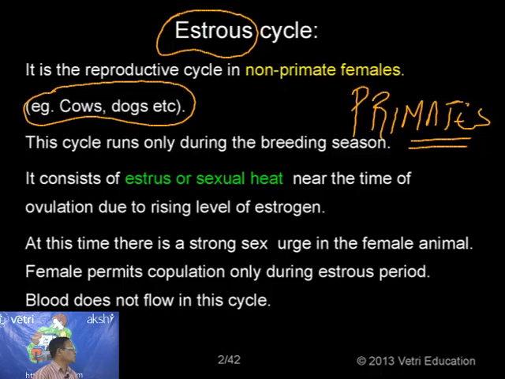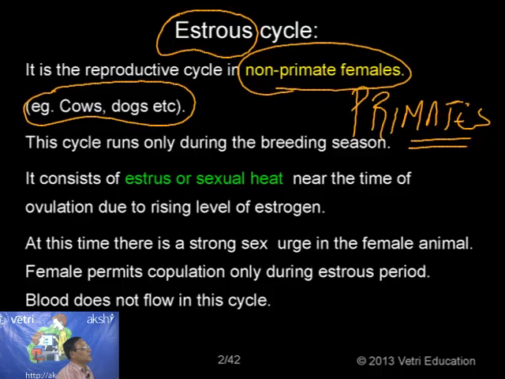I mentioned already it is normally occurring in the case of non-primate females other than primates, like cows, dogs, rabbits, even small animals like cat, mouse, rat, etc. And I mentioned earlier, it happens to occur only during the breeding season, not throughout the year. When the animal is reproducing, at times only you have the period called the estrus cycle.